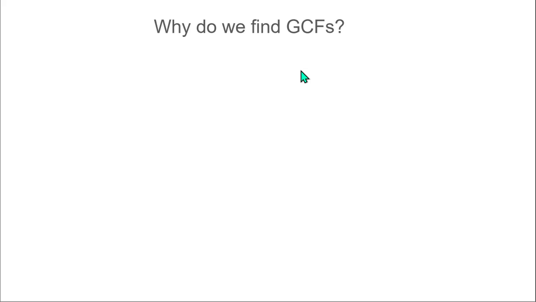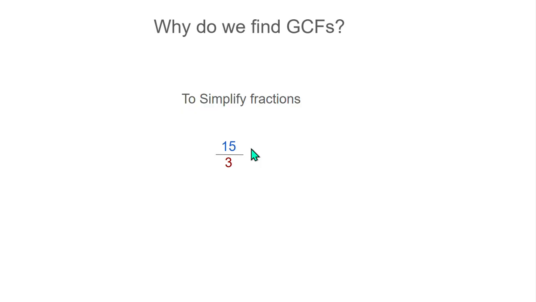Something that I always want you to do after learning a new method or procedure in math is to ask why. What does it accomplish? And in this case, we find GCFs of integers in order to simplify fractions. Say we had the fraction 15 over 3, and we wanted to simplify it. What we would do is find the GCF of 15 and 3, which is 3. And to simplify it, we would divide the top and bottom by 3 to get 5 over 1, or just 5.